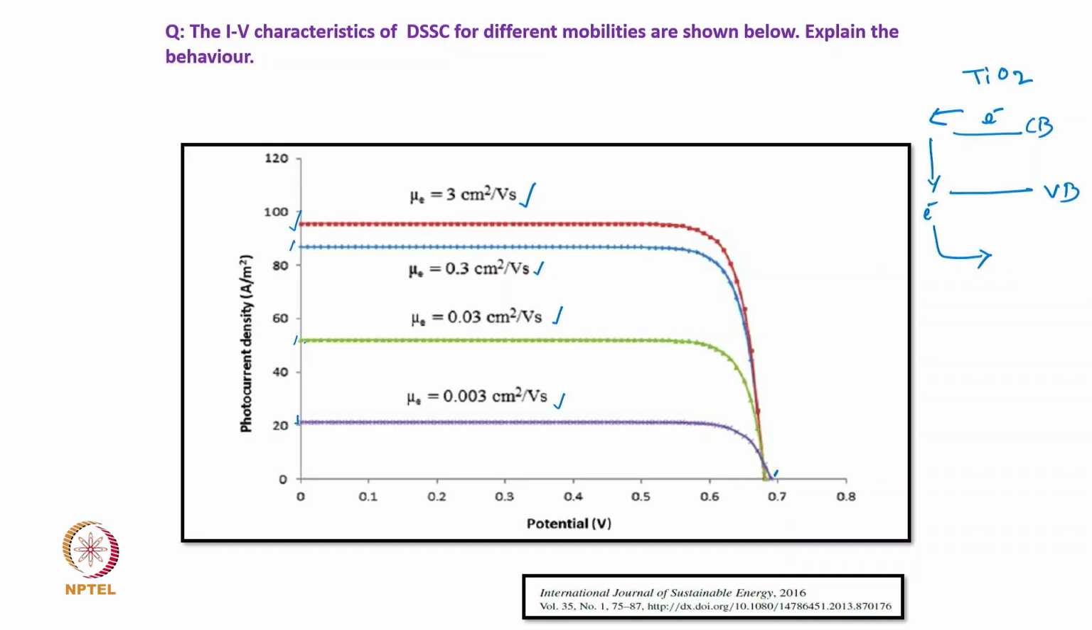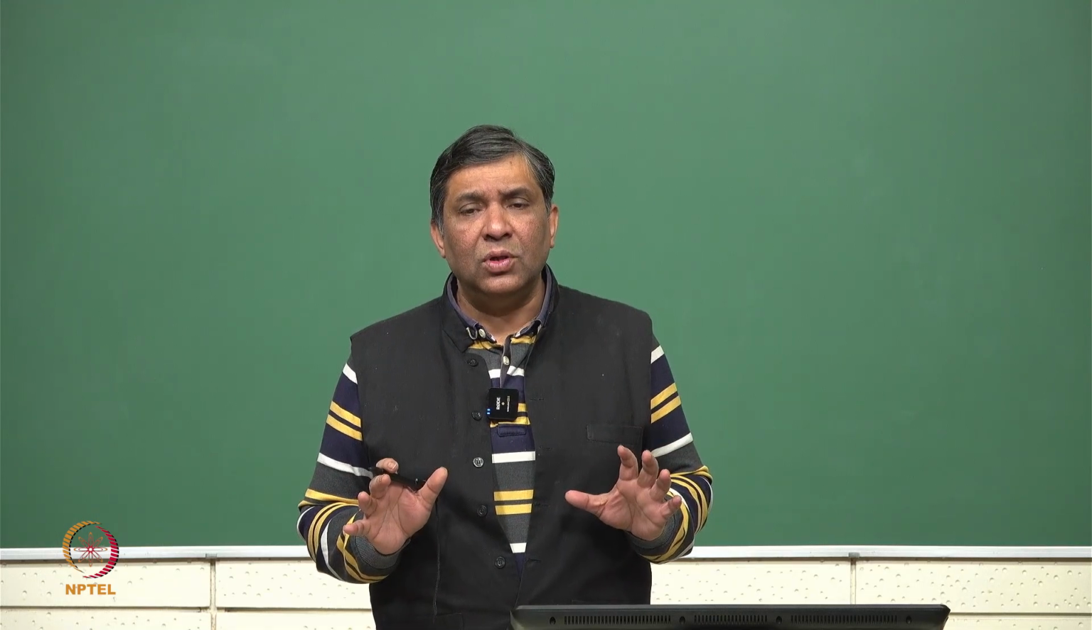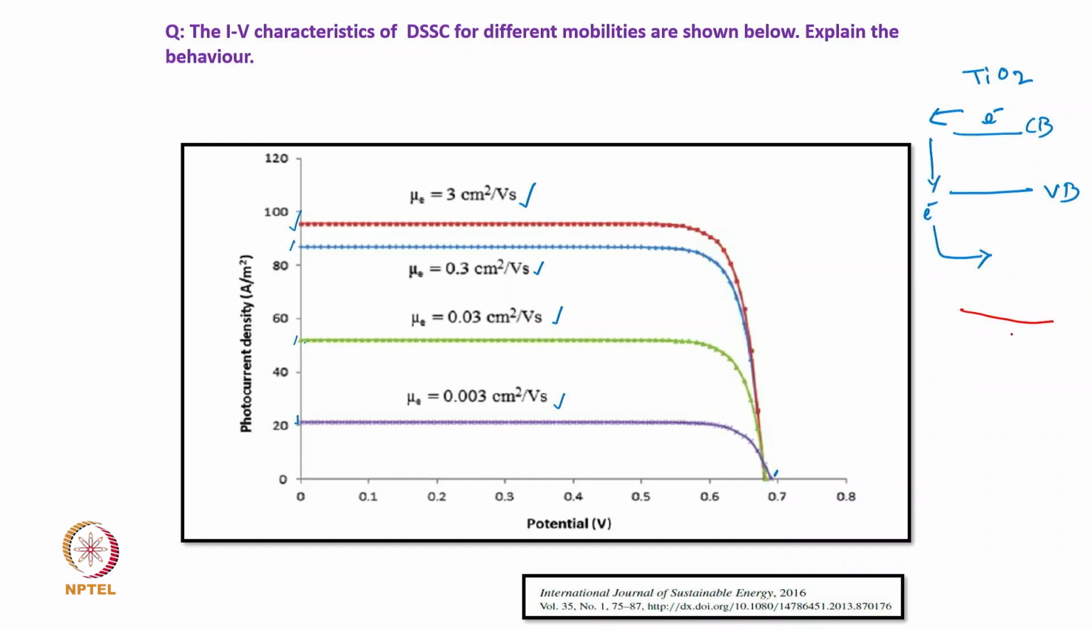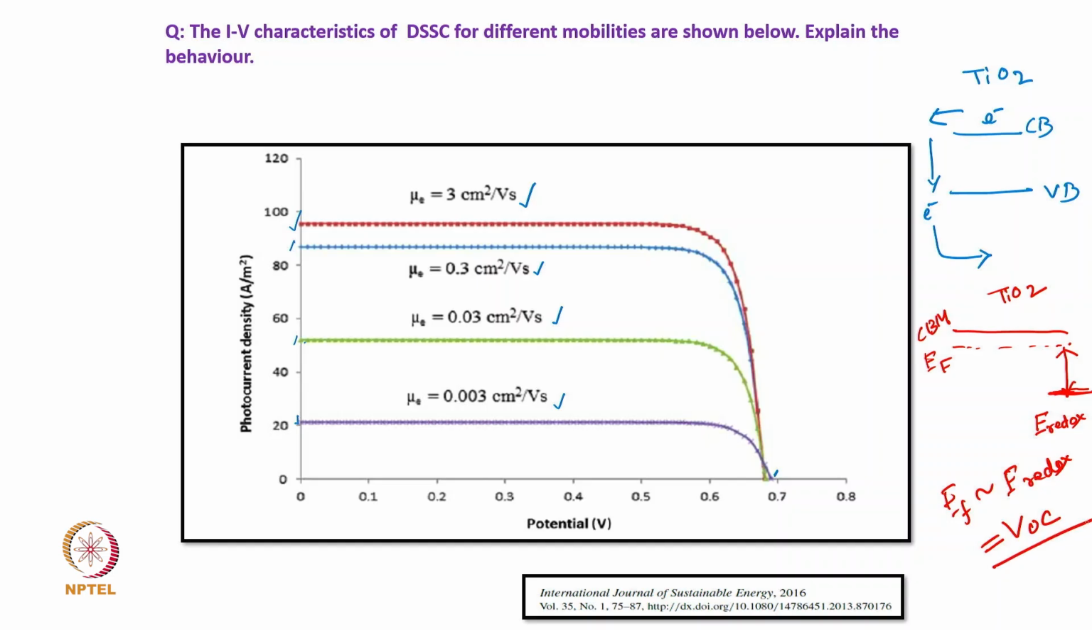If you just recollect, when we talk about the open circuit voltage of a DSSC, what essentially we mean is that this is the conduction band minima of TiO2, and suppose this is the Fermi level of TiO2 and this is the redox level of the electrolyte, then this particular difference, that is EF minus the redox level, is actually what is known as open circuit voltage.